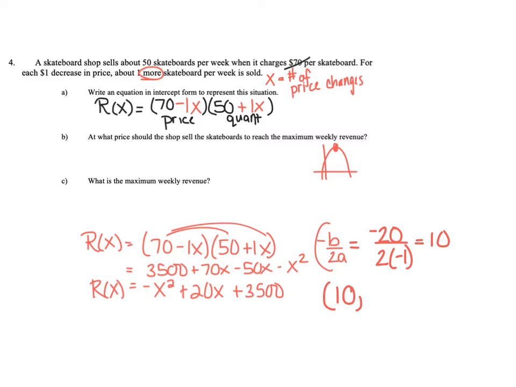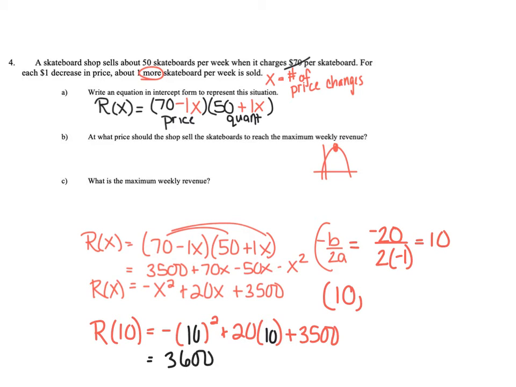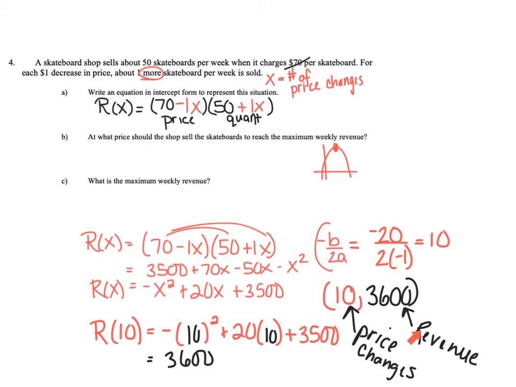My y value would be found by finding r of 10. So I just plug 10 into my function, and when I evaluate that, I get 3,600. So there's my y value. I need to remind you that x is the number of price changes, and my y value is my revenue, because this was in the y spot, this was revenue. X at the beginning was the number of times we altered our price.